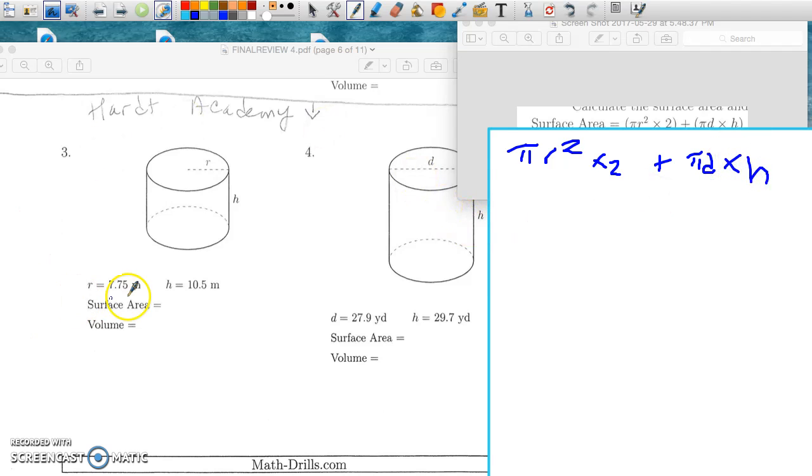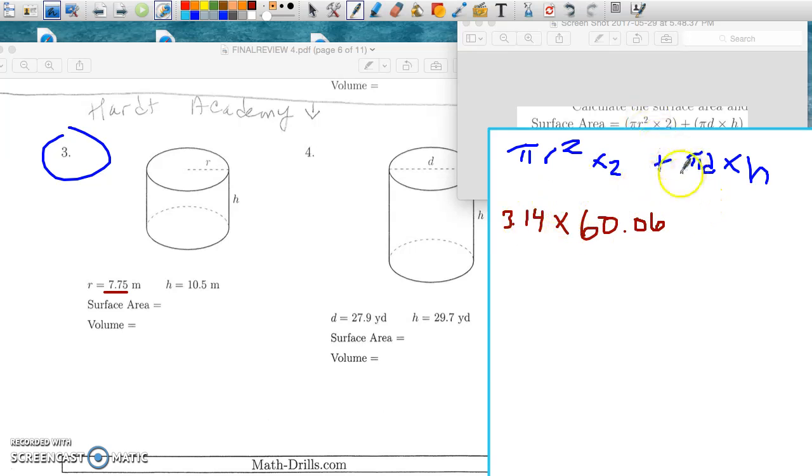Alright, so here we go. This is the one I'm going to do. Surface area for this one. Alright, so I have pi. We're going to change that to 3.14 times the radius squared. What's the radius? 7.75. And we're going to square, so that means 7.75 times 7.75, not 2. 7.75 times 7.75. I get 60.0625. So times 60.06. I'm just going to cut it off right there.